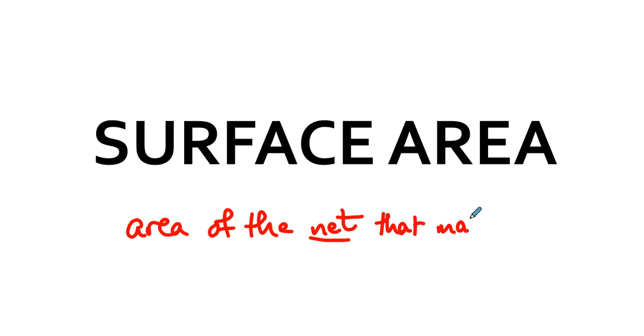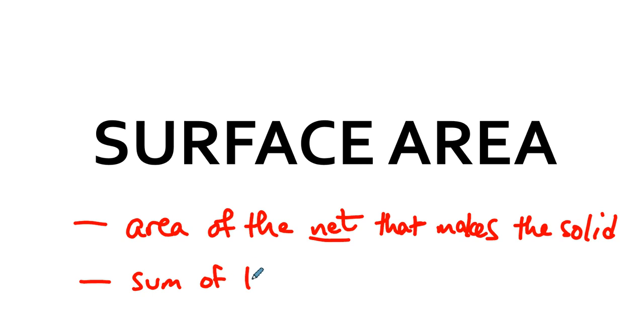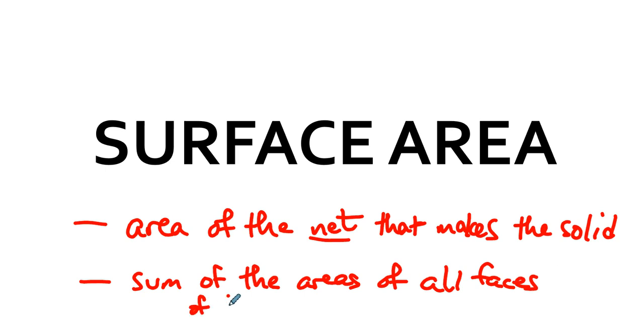And when we say surface area, we mean the area of the net that makes the solid. You may also think of it as the sum of all the areas of all the faces of the solid. Either way is fine to think about it.